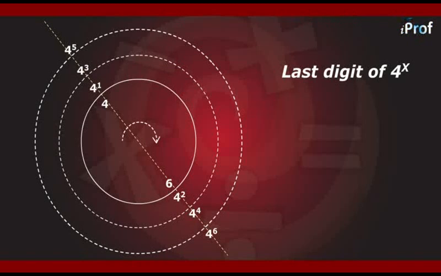For the sake of generalization, we take k equals to 1, 2, 3 and so on. We can write the general powers of 4 in terms of k whose last digits will be the same, as shown in the diagram. In this way, we can easily calculate the last digits of whatever powers of 4.